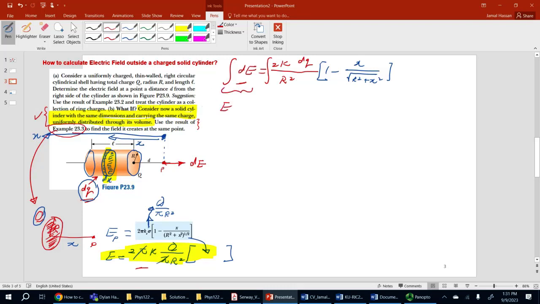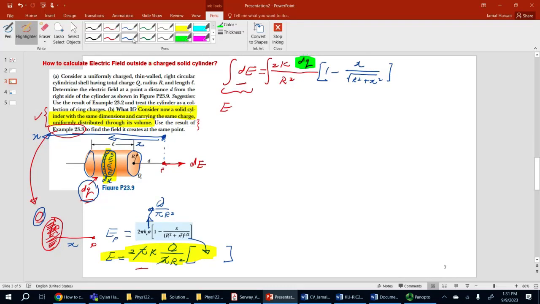But before we proceed, we need to do something for this dQ. We need to write this dQ in terms of density, volume charge density, because this is a solid cylinder, so charge is distributed over its volume. So for the cylinder, the volume charge density is equal to total Q divided by the volume of the cylinder, which is pi r squared multiplied by L. This is for the cylinder.